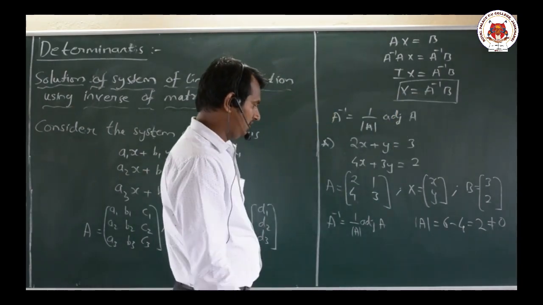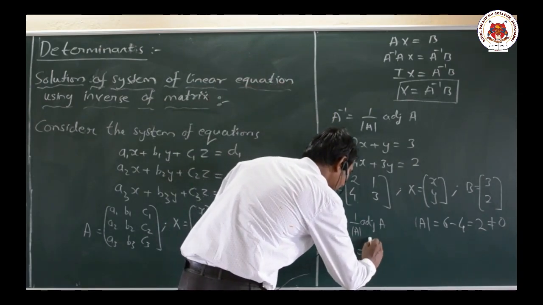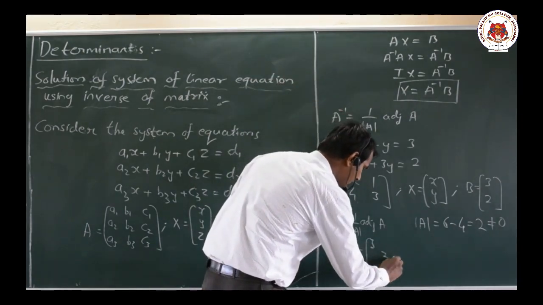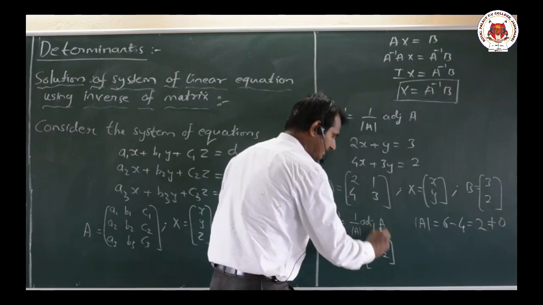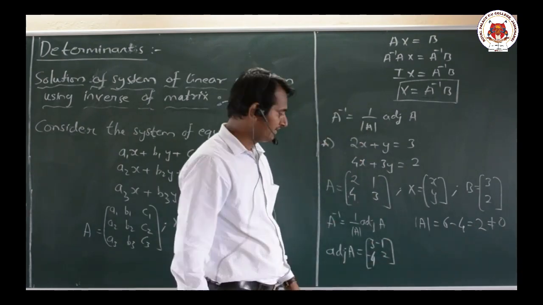Okay. Now, the next step is to find the adjoint A. Adjoint A, the very shortcut method I will make use of here. That is interchanging the principal diagonal elements and the sign changing of the non-principal diagonal elements. That is nothing but our adjoint A.